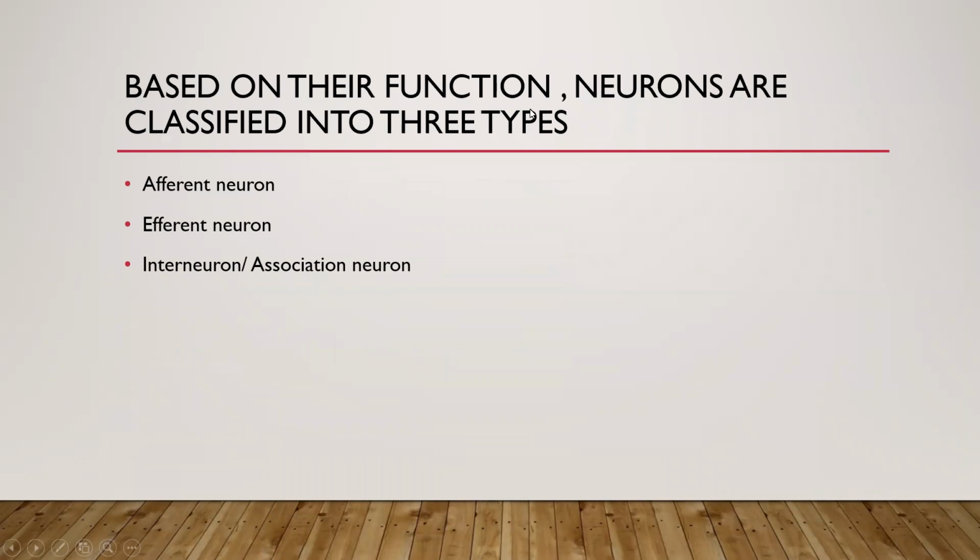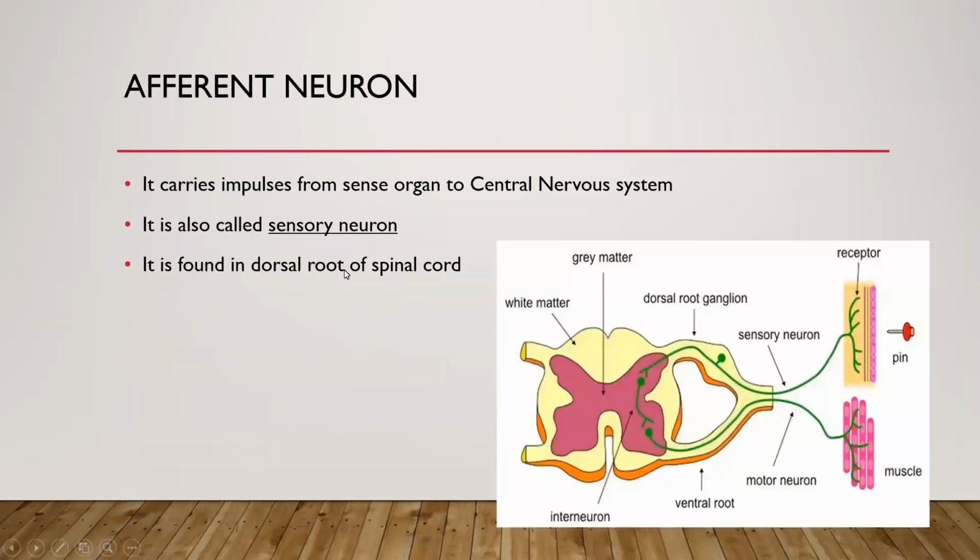Now, based on the function, neurons are classified into three types: afferent neuron, efferent neuron, and interneuron or association neuron. Now, afferent neuron, what do you mean by afferent neuron? Afferent neuron carries impulse from the sense organs to the central nervous system.